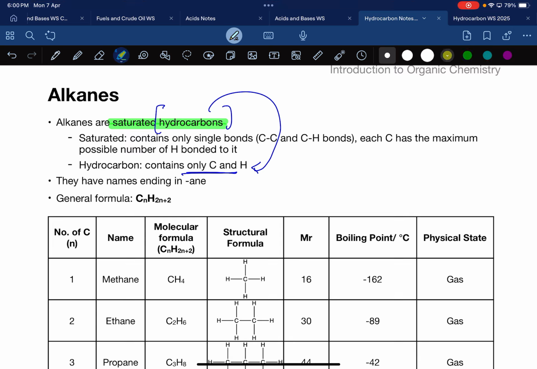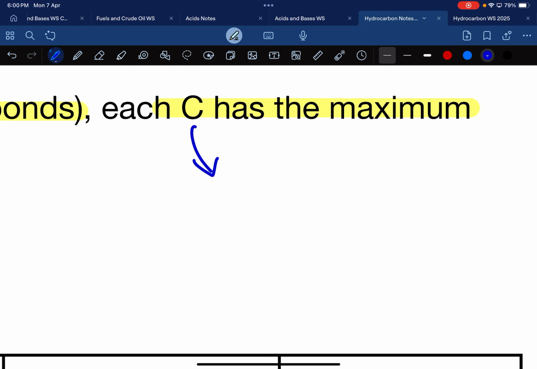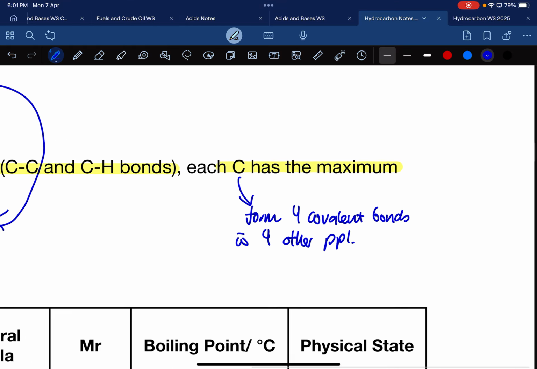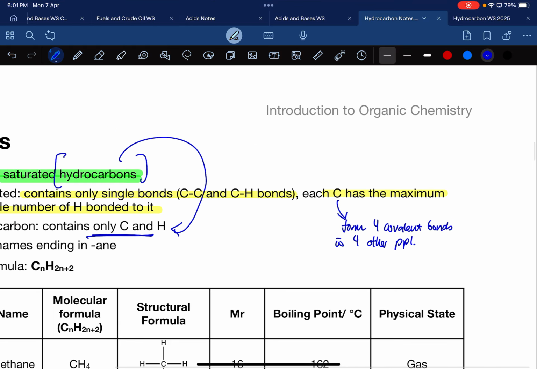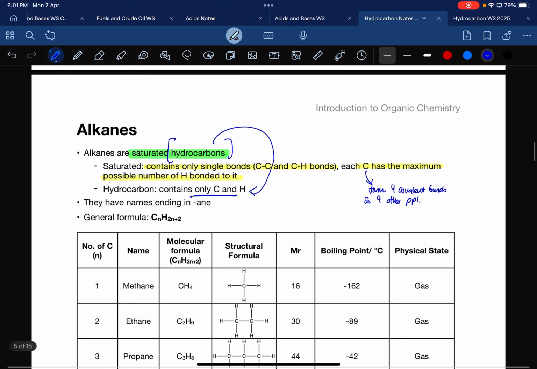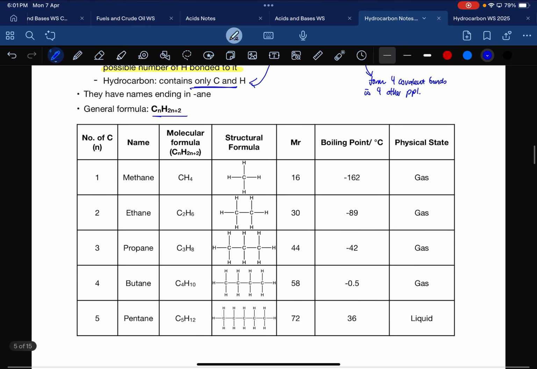The term saturated you must know. It contains only single C-C or C-H bonds. Each carbon has the maximum possible number of hydrogens bonded to it. In other words, I'm trying to say it forms 4 covalent bonds with 4 other atoms. That may not remain the case for other compounds. So I have 4 bonds, 4 valence electrons, each one going to something different. General formula CnH2n+2, as we talked about.